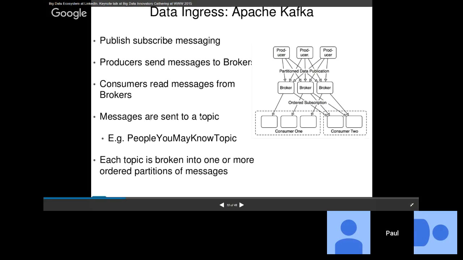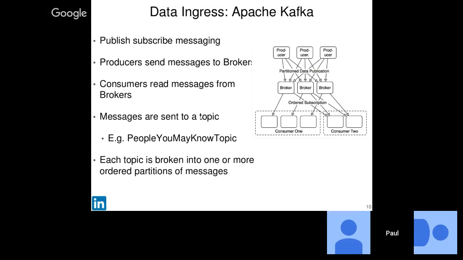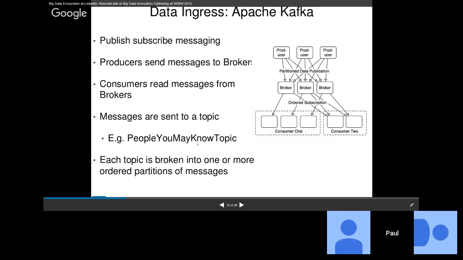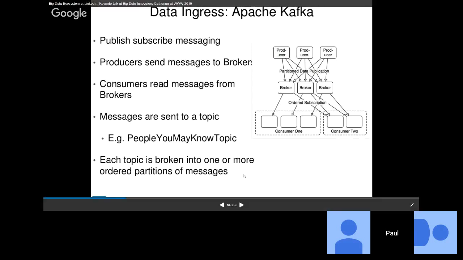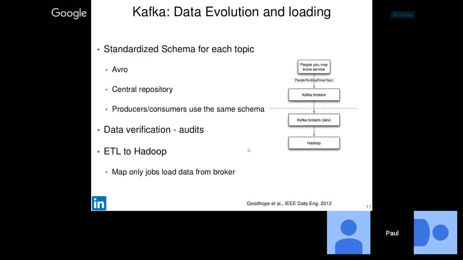Messages are sent to a topic. So I mentioned the schema. The schema is a set of topics. A topic could be people you may know. Each topic is broken into 1 or more ordered partitions of messages. So you get a topic, and then there's a partition that's ordered, and it's ordered by time. Okay, so the consumers can look at what they're interested in from a time perspective. There is no other way to slice the data except by time.